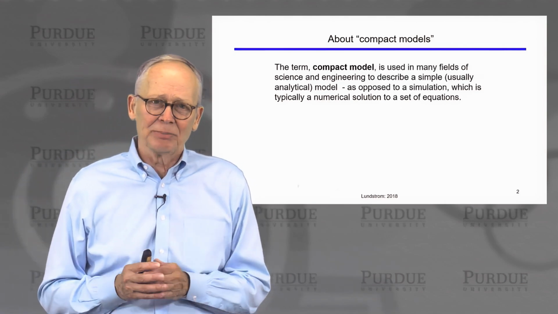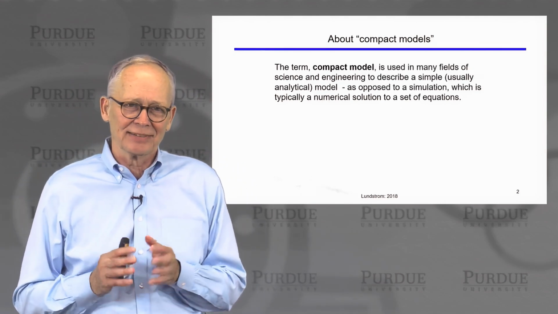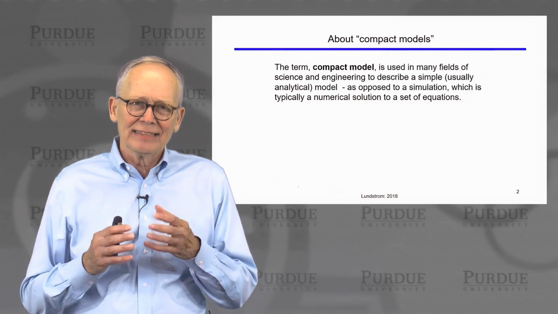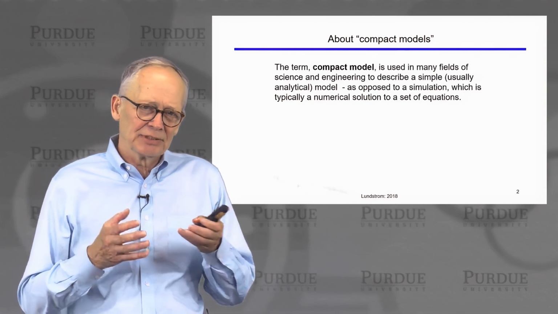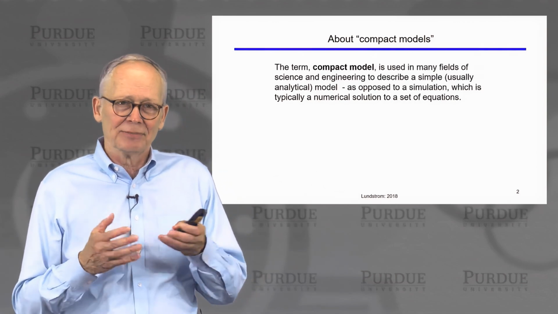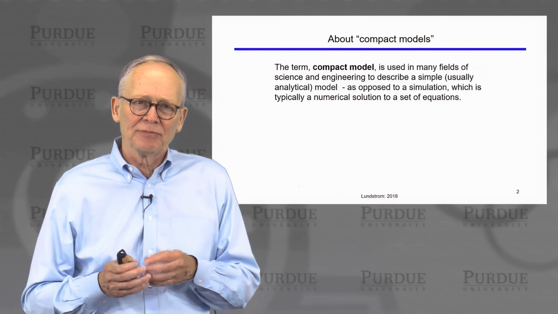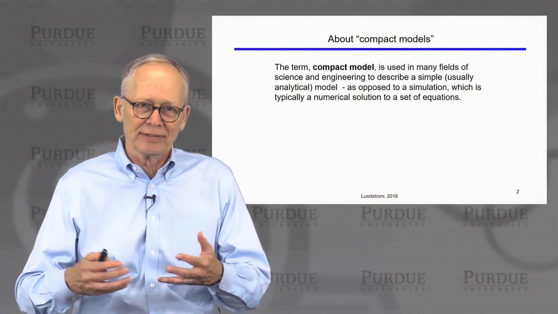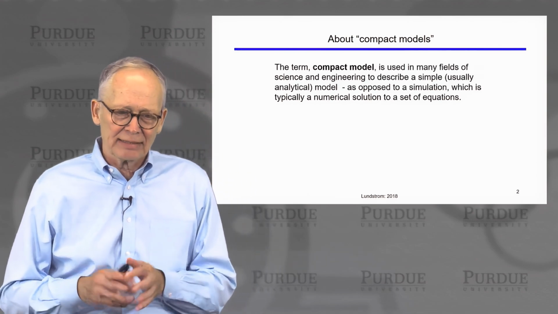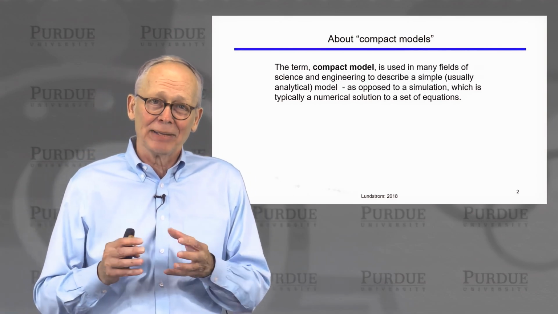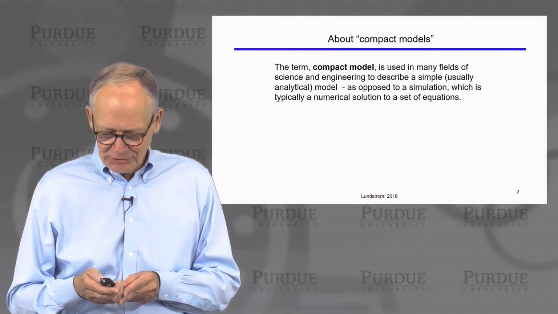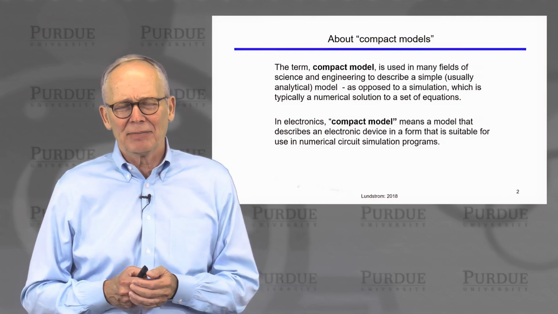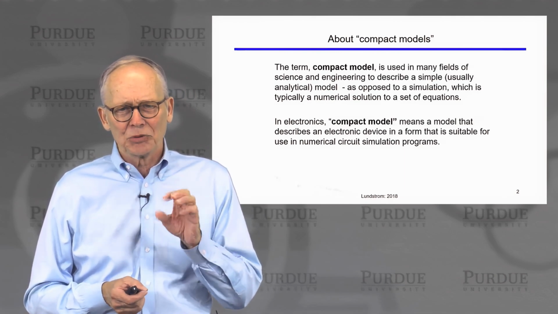Now, this term compact model is used in many different fields of science and engineering. It generally refers to an analytically simple model that describes some device or some phenomenon, as opposed to a fully numerical, detailed simulation where you put everything in that you can think of. So a compact model is an analytically compact description of a device, usually a solution of a set of simple equations. Now, in electronics, compact model usually means something more specific.